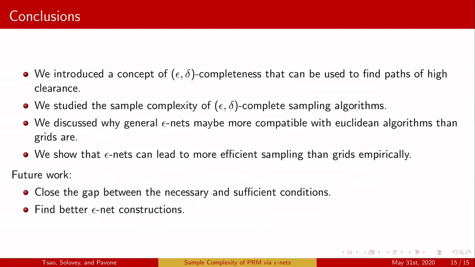So to summarize, we introduced a concept of completeness that can be used to find paths of high clearance. We then studied the sample complexity of complete algorithms, like how many samples are necessary and sufficient. We then discussed why epsilon nets may be more compatible with Euclidean algorithms than grids, and we showed that epsilon nets can lead to more efficient sampling than grids empirically as well.